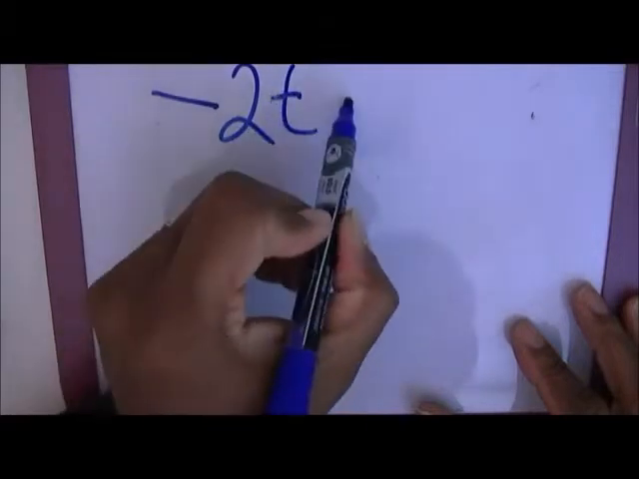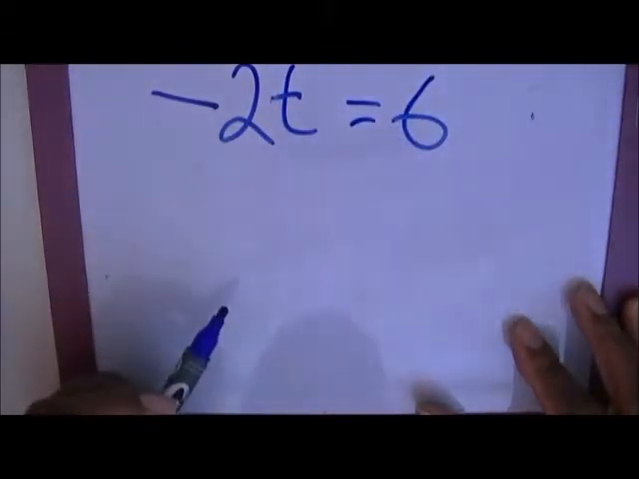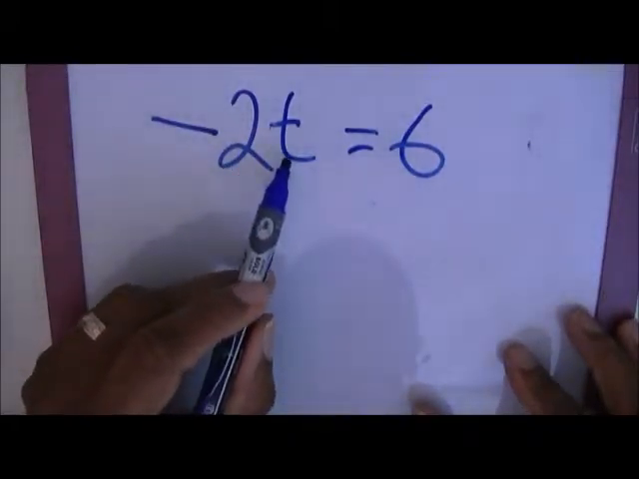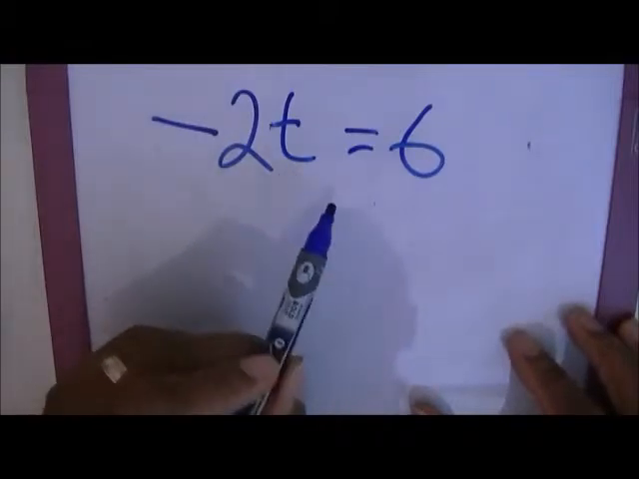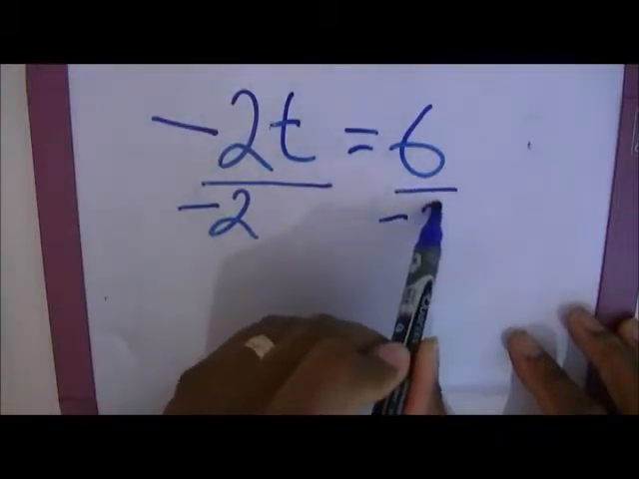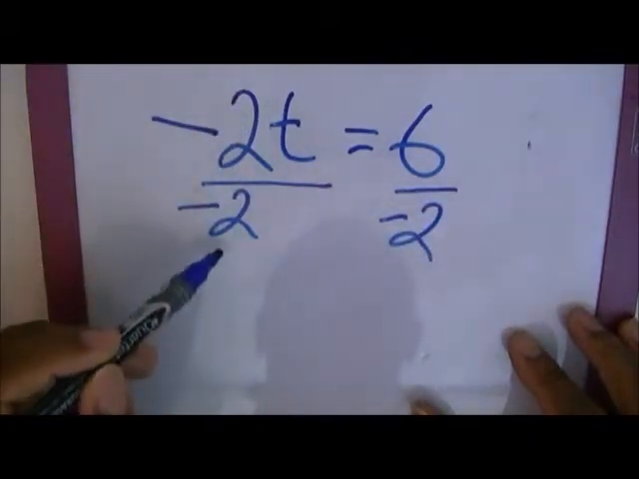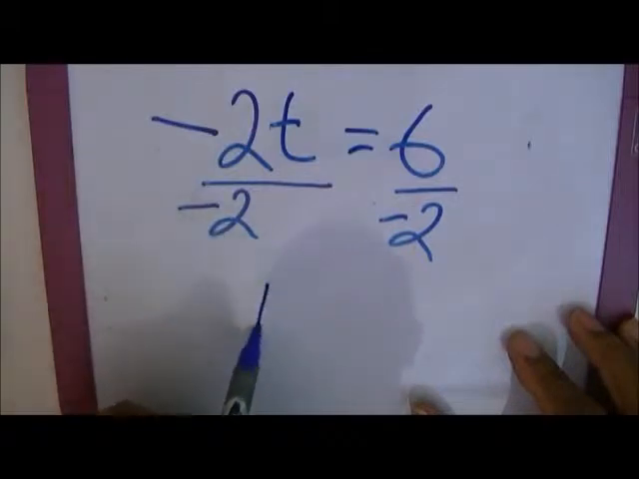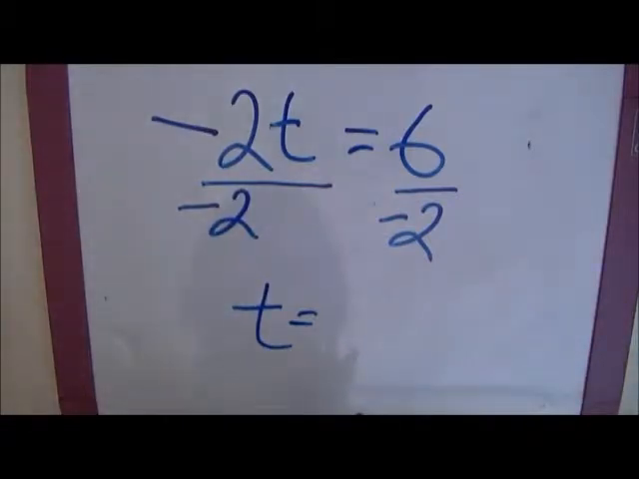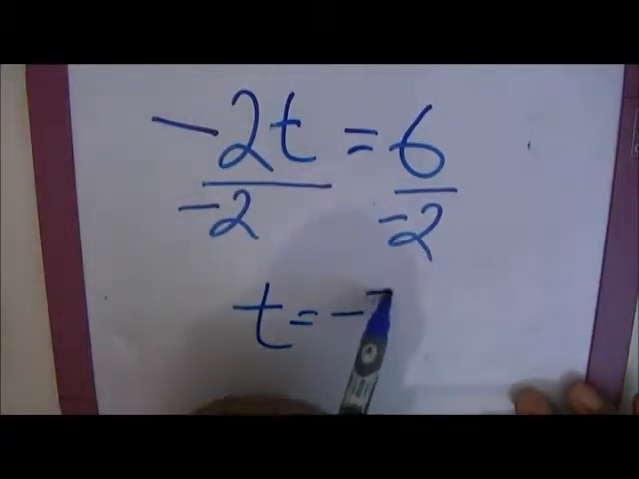The first problem I'm going to try to do comes from our Monday set of problems. Negative 2 times t equals 6. In order to solve for t, since negative 2 is being multiplied by t, we're going to divide both sides of the equation by negative 2. That will cancel out the negative 2's on the left hand side, just leaving us with t. And then 6 divided by negative 2 gives us negative 3.